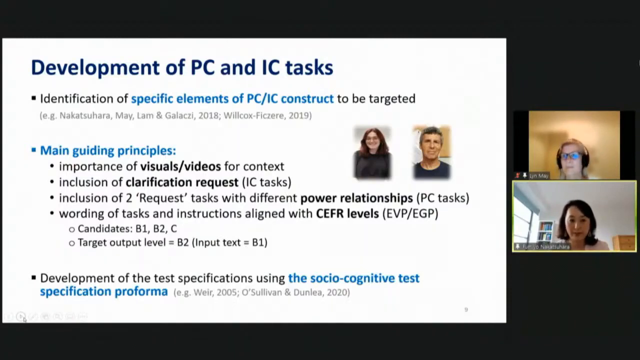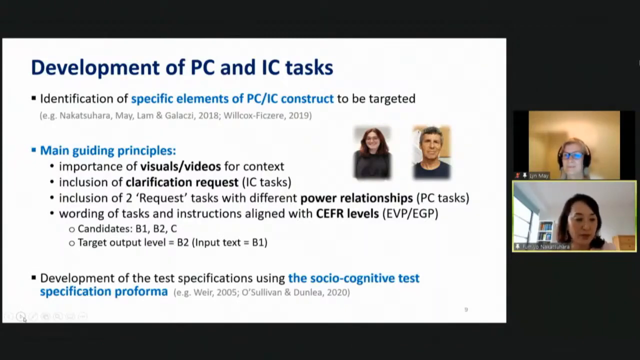below. Okay. The thing we also like to note here is that we didn't mean to develop listening into speaking tasks, so we didn't want to hinder the demonstration of test takers' PC and IC skills due to a lack of understanding of listening input. So we provided some written text for scaffolding purposes, and we piloted our tasks prior to the main test. And to design the tasks, we used socio-cognitive pro forma to build our detailed test specifications.